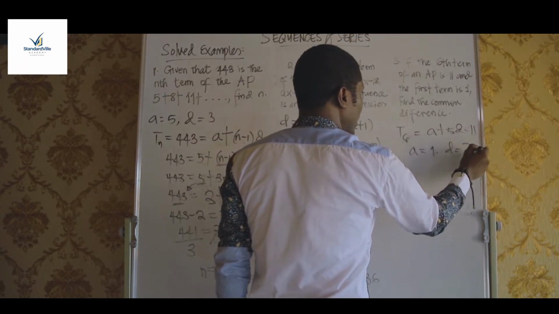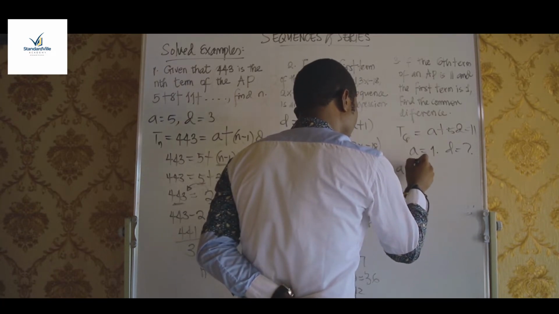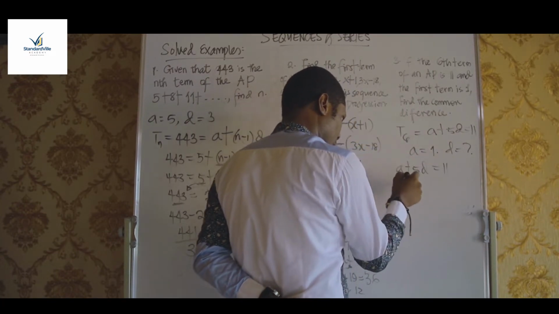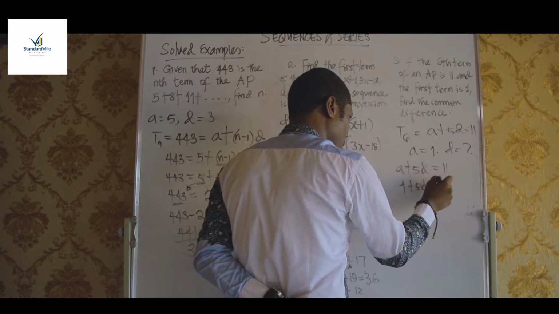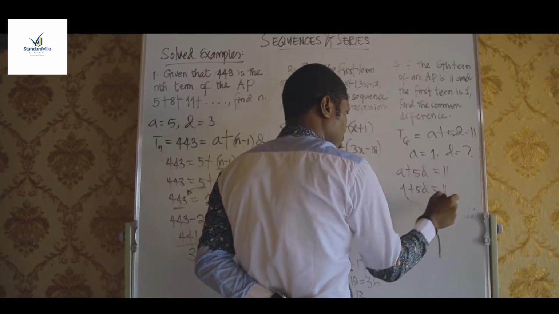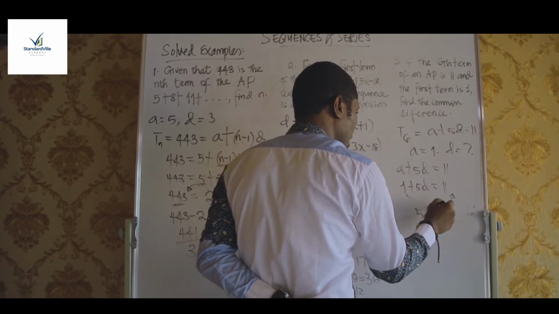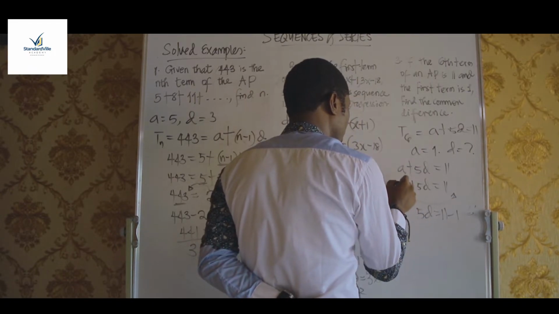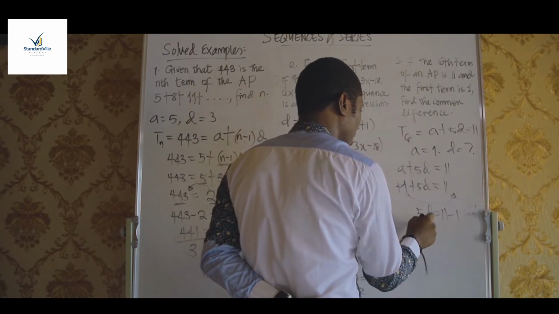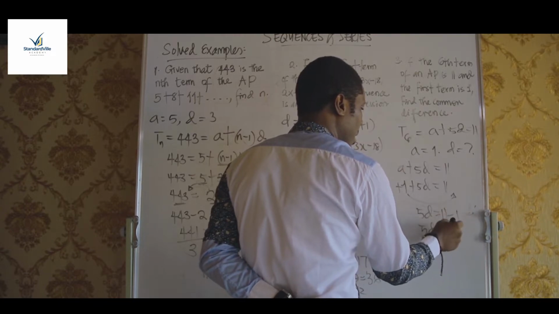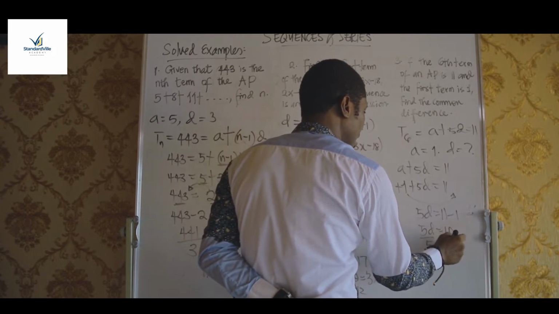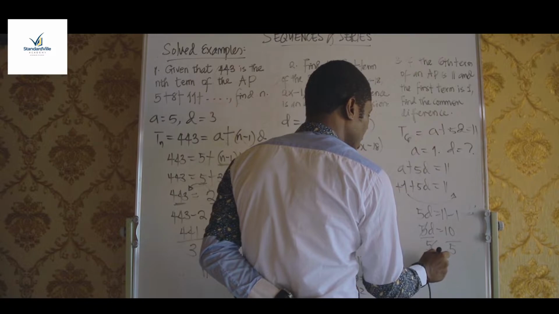Find D, so we don't know D. So let's go on. A plus 5D is equal to 11. A is 1, plus 5D is equal to 11. 1 has to go over to this side, so I have 5D remaining here. 11 minus 1, because 1 is positive here, it crosses over to become minus. 5D is equal to 11 minus 1, 10. Divide both sides by 5. So D is equal to 2.